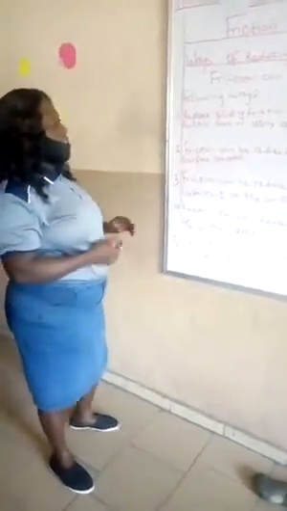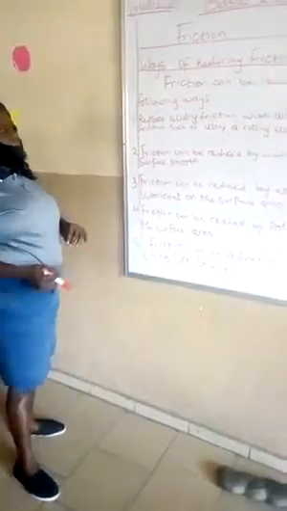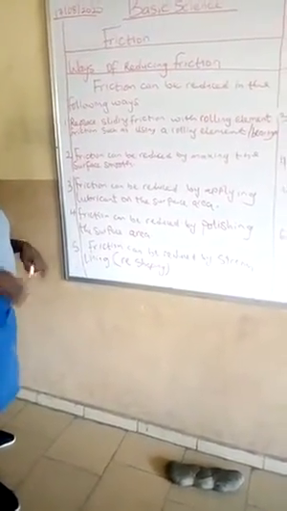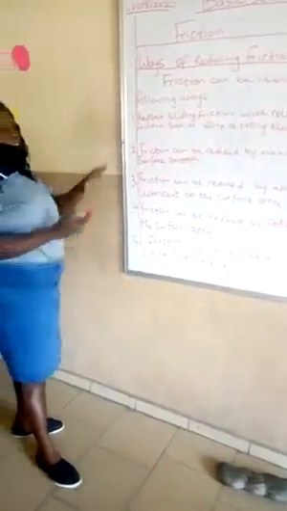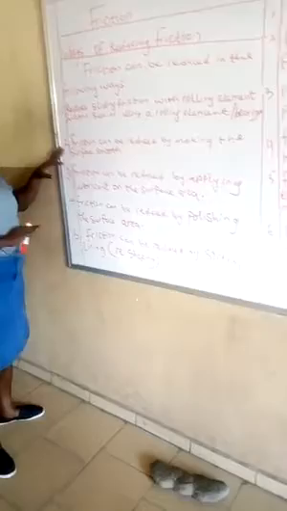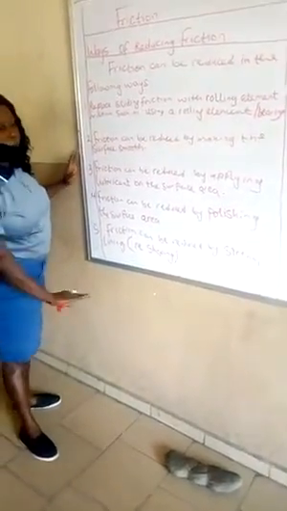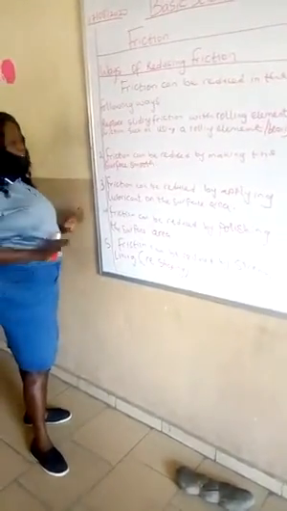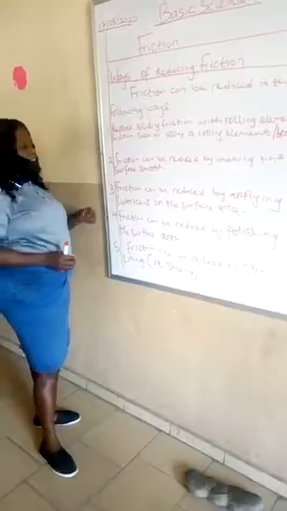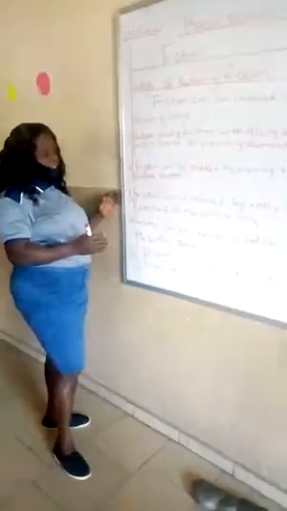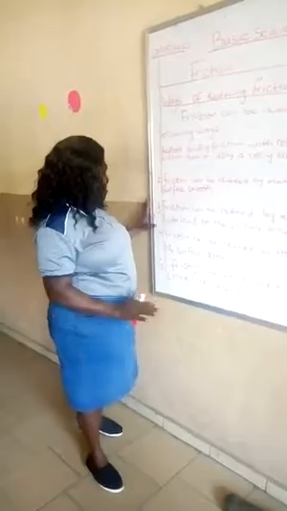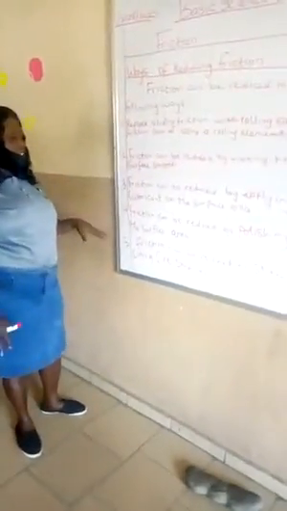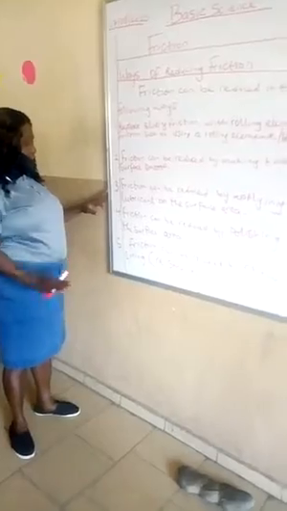Number 1, by replacing the sliding friction with rolling element friction, such as using a roller element or a ball bearing. By the time we do that, the friction will be reduced. We can also reduce friction by making a rough surface smooth. When the surface is smooth, movement will be easy. We can also reduce friction by applying lubricants like grease, engine oil, and so on to the surface area.